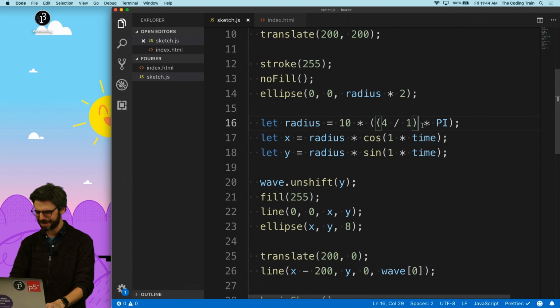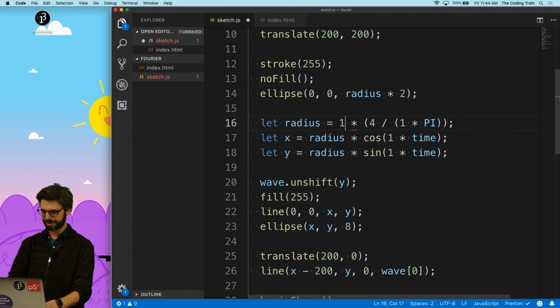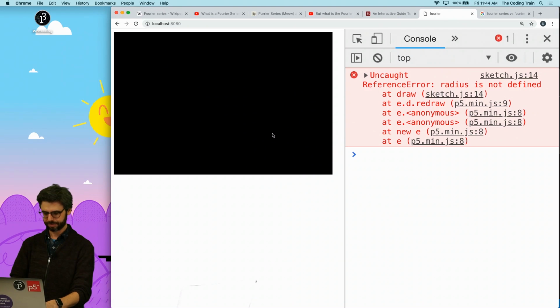Why is it doing that to me? I don't want that. I want these divided by each other. Visual Studio Code is too smart for my own good. There we go. That's what I wanted. That's why it was giving me something crazy. Anyway, okay.